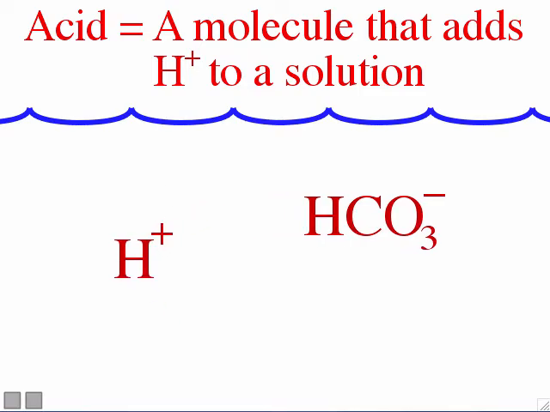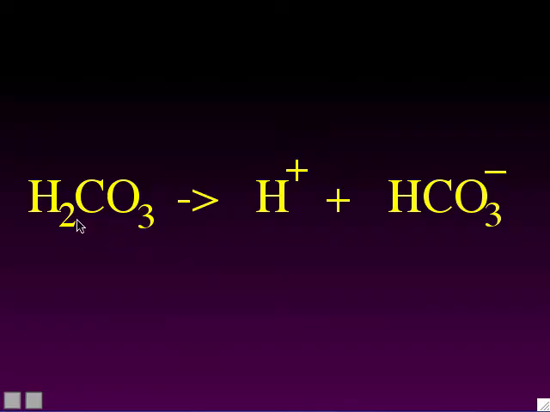And so that just demonstrates that the carbonic acid molecule was an acid because it added a hydrogen ion to solution by breaking off a hydrogen, and that hydrogen became an H plus. If we want to write out what we just saw as a chemical reaction, here it is. The carbonic acid molecule turned into a hydrogen ion, and this other molecule right here.